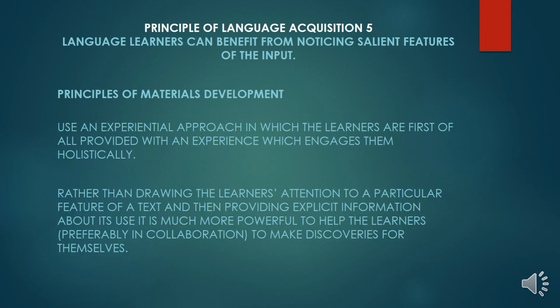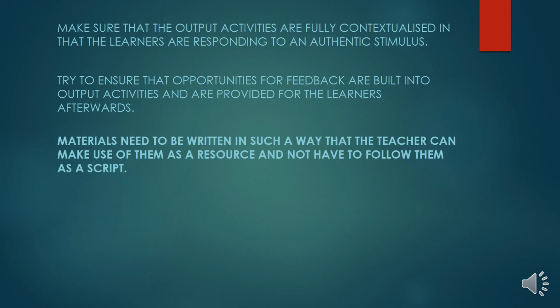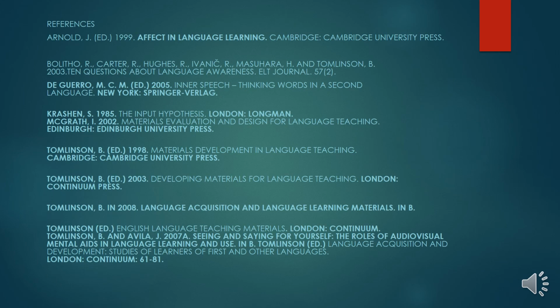Principle of language acquisition 5: language learners can benefit from noticing salient features of the input. Principle of material development: use an experiential approach rather than drawing the learners' attention to particular features. Principle of acquisition 6: learners need the opportunity to use the language to achieve communicative purposes.